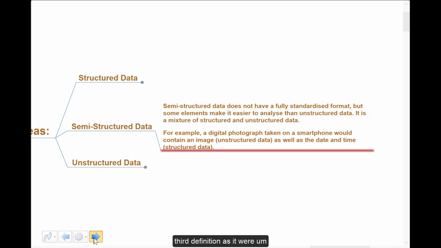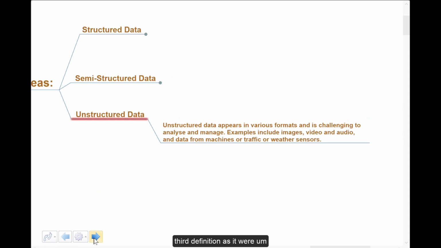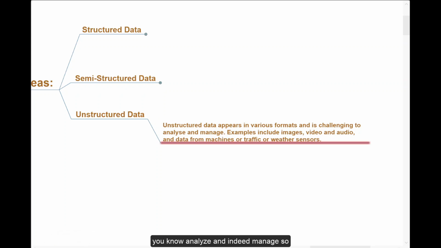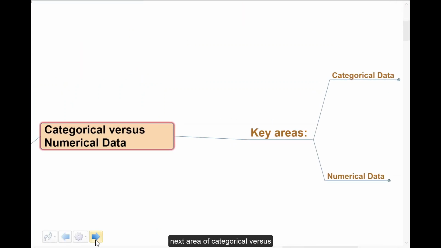Moving on to the third definition, unstructured data. Various formats and pretty difficult to fathom, analyze and indeed manage. Let's say a video, for example, or a sample of audio data in relation to, say, weather, completely unstructured and to some extent unpredictable. Okay, so there's our intro. As mentioned, I'm going to refer this back to data analytics to try to make it live for you in a moment. Let's move on to the next area of categorical versus numerical data.